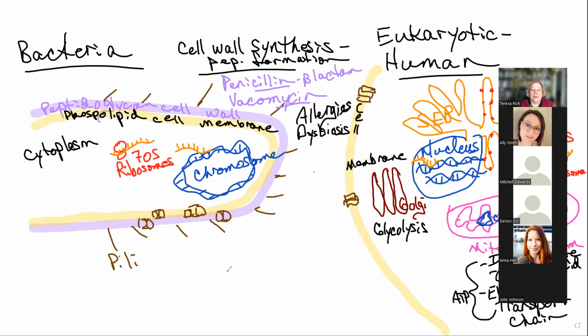Sometimes you see diarrhea when you take antibiotics. But generally speaking, with the beta lactams, the class of antibiotics that target cell wall synthesis, specifically peptidoglycan cell wall synthesis, we have very low side effects. Any questions about these guys?